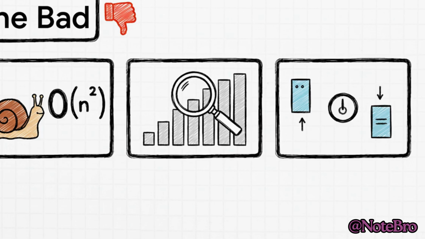Now, for the bad. That O of n squared time complexity is a killer. For any large list, it's just way too slow. It's also not adaptive, as we saw. And finally, it's what we call unstable. All that means is if you have two identical items, like two number 5s, it doesn't guarantee they'll stay in their original order. Sometimes that matters, sometimes it doesn't, but it's a detail worth knowing.